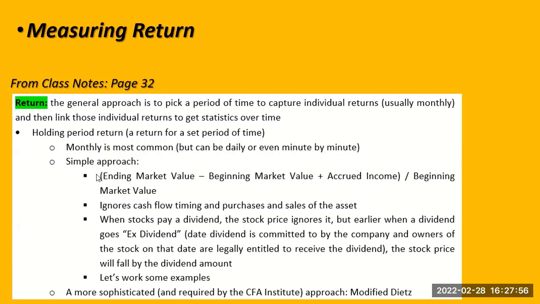A simple return is you take your ending market value minus beginning market value. That makes sense. How much is your price up? You add to that accrued income. What does accrued income mean? It means it's income whether you got the cash or not. It's income that belongs to you. So with the bond, you probably did it in your accounting classes. Bonds pay every 6 months, but you're going to count 1/6 of that until you get your money.